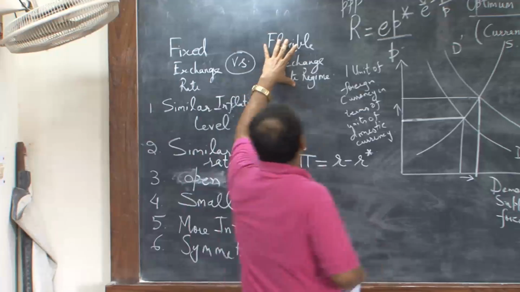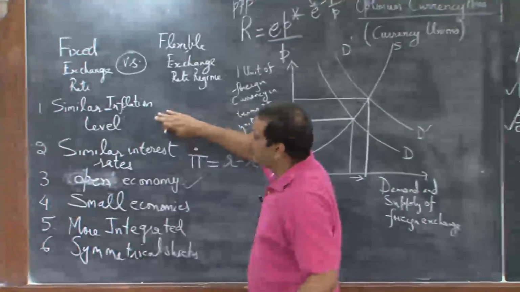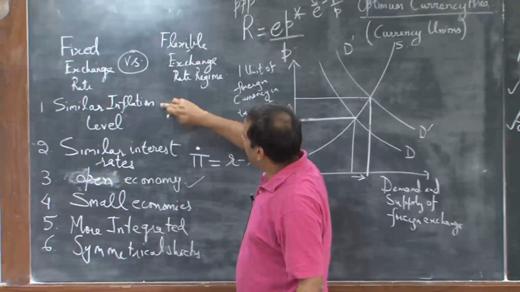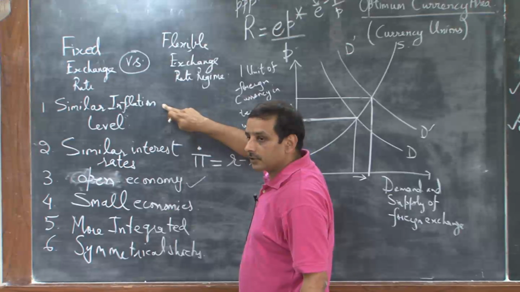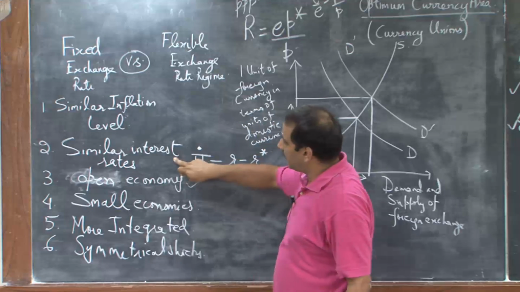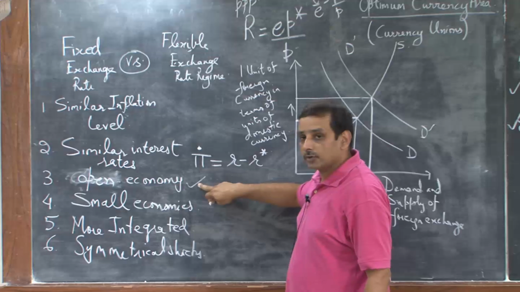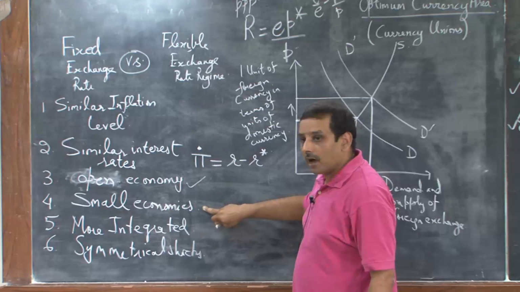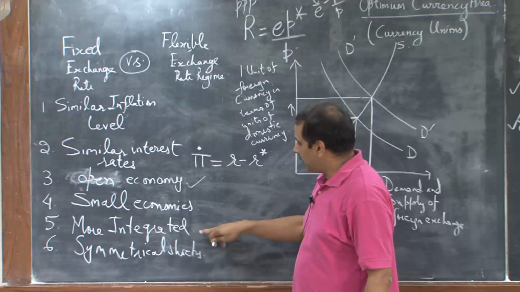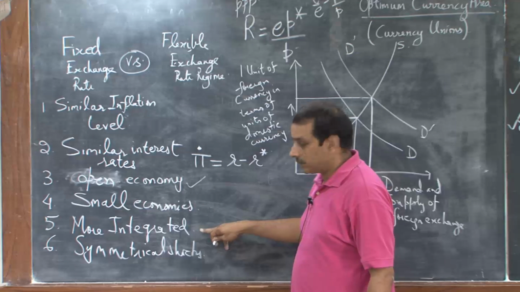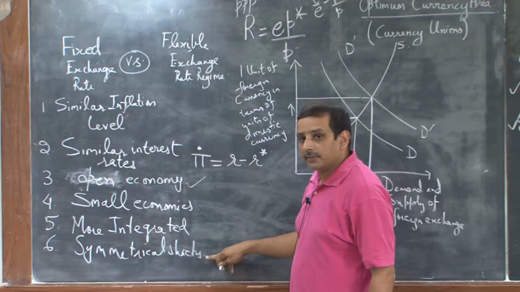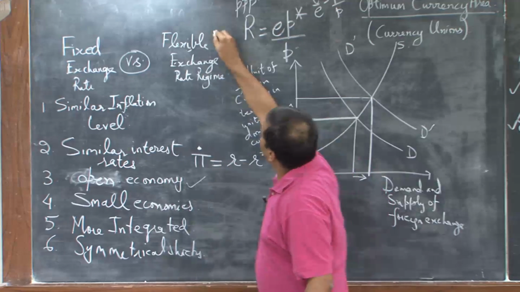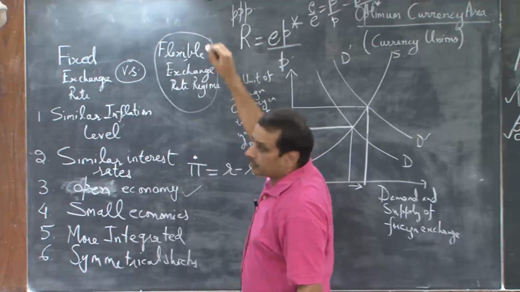On the other hand, countries which do not have a similar inflation level, similar interest rates, is a closed economy, is a large economy, is not integrated, faces asymmetrical shocks, they should adopt a flexible exchange rate regime.